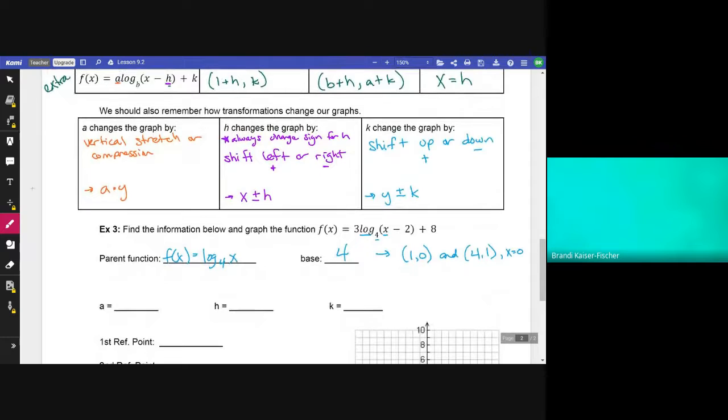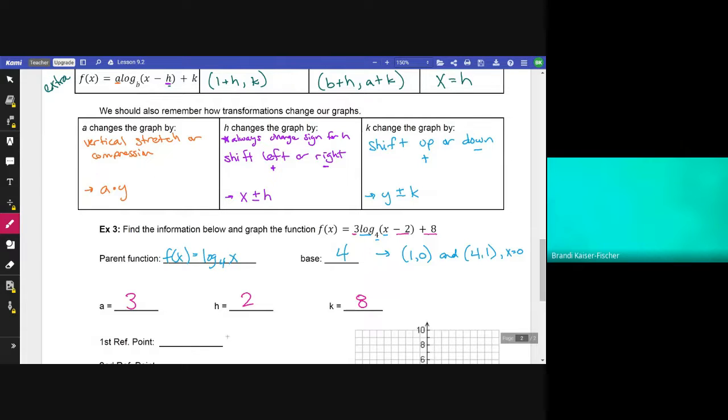Let's now go through and write down all our parameters. Remember, the parameters are the extra pieces of our function. So our a value, a should always be in the front. That is the 3 in this case. h is always on the inside. Since this says minus 2, change that sign. It's going to become positive 2. And then our k is at the end. It is positive 8, so we'll just keep it positive 8. There's our parameters.